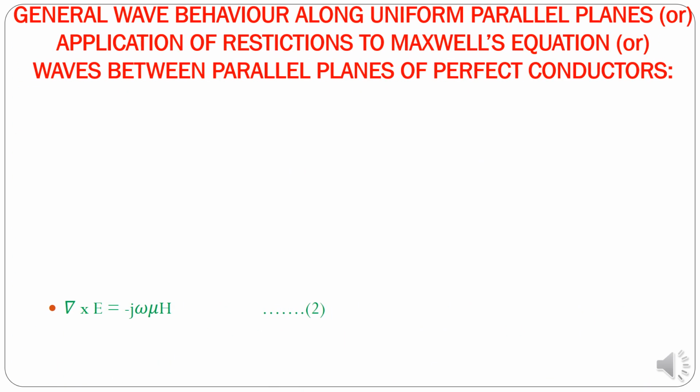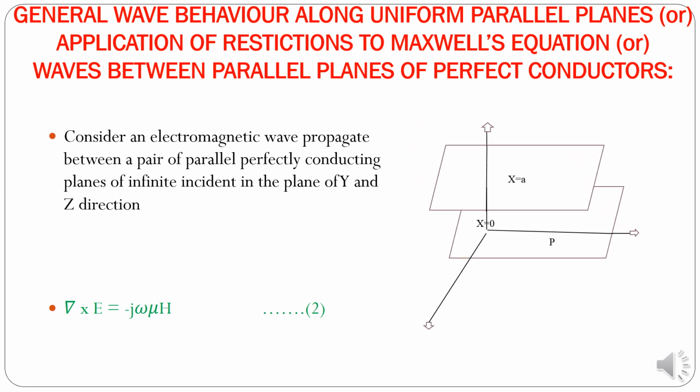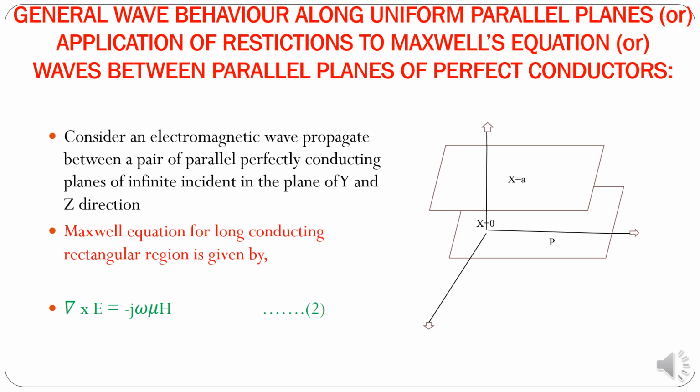First we will look at the basic equations from Maxwell. Consider an electromagnetic wave propagating between a pair of perfectly conducting planes of infinite extent, in the plane of y and z direction. Here we have two parallel planes. From Maxwell's equations for a conducting rectangular region, del cross E is equal to minus j omega mu H. Del cross H is equal to j omega epsilon E.